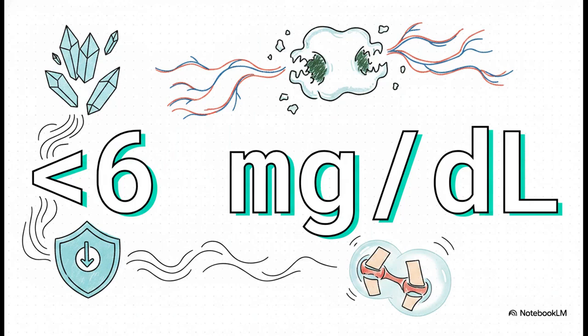And when you're utilizing those long-term therapies, this number is everything. Less than 5 to 6 milligrams per deciliter. That is the ultimate actionable clinical target for serum urate. Actually reaching and maintaining this subsaturation point is required not just to prevent future flares, but incredibly, to literally dissolve existing tophi back into the bloodstream, completely reversing the crystal burden over time.